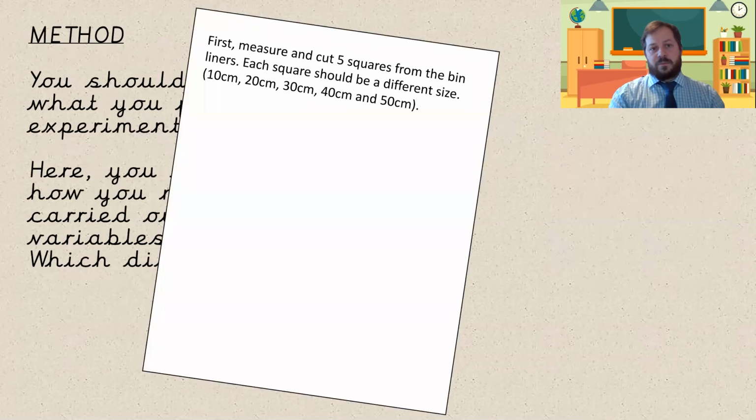So for example, first measure and cut 5 squares from a bin liner. Each square should be a different size, and then it has a size.